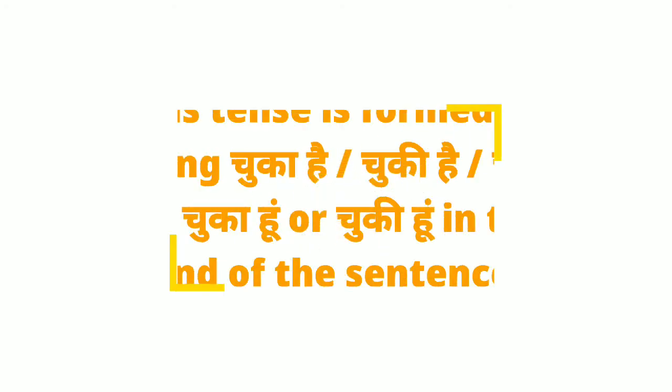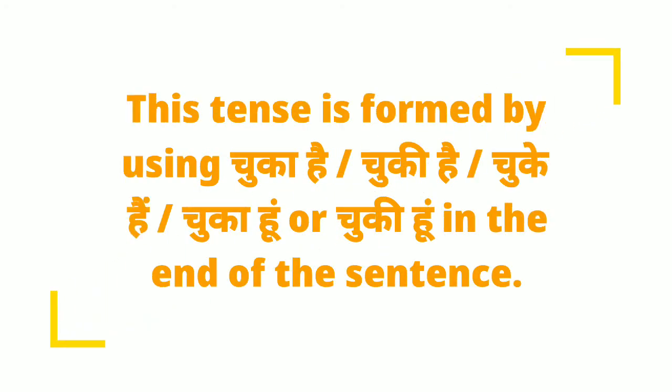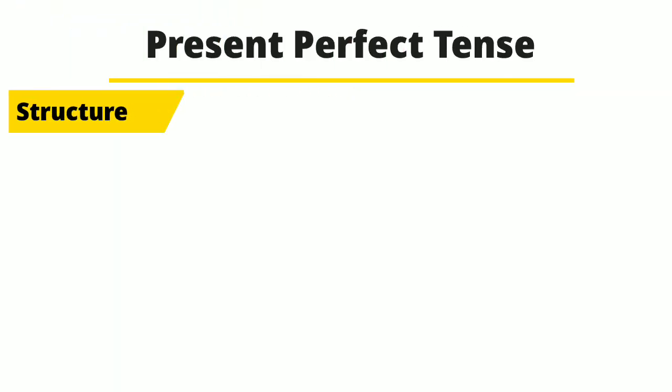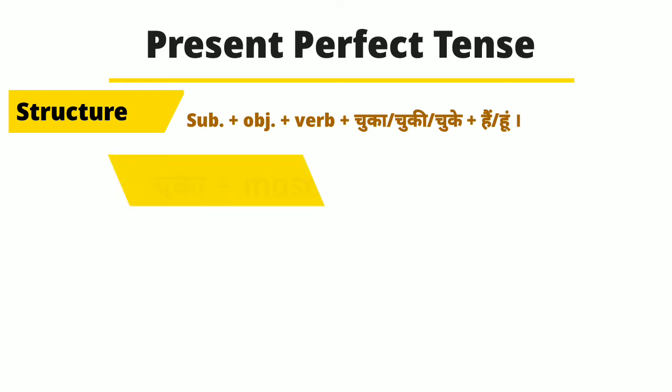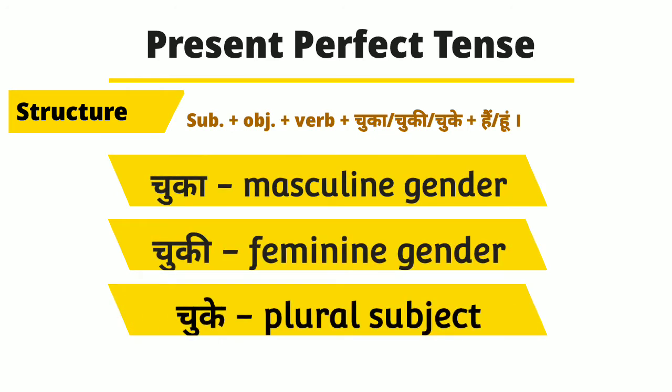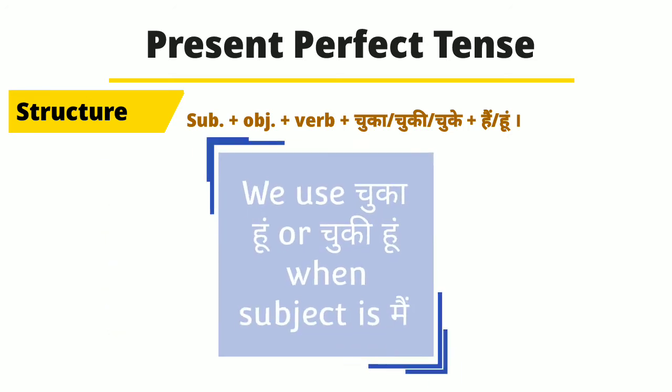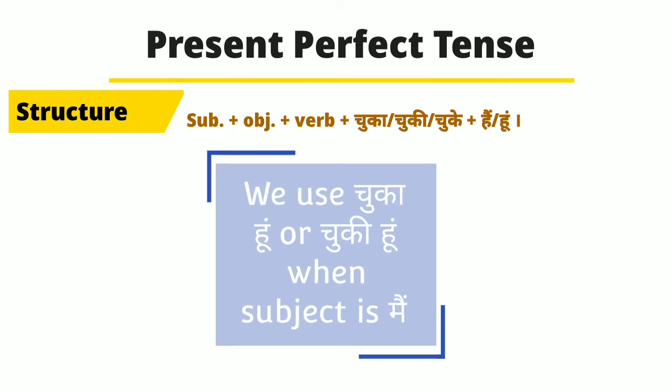This tense is formed by चुका है, चुकी है, चुके हैं, चुका हूँ और चुकी हूँ at the end of the sentence. So the structure of the sentence is subject plus object plus verb plus चुका, चुकी और चुके plus है और हूँ. Here we use चुका for masculine gender, चुकी for feminine gender, चुके for plural subject, and we use चुका हूँ और चुकी हूँ when the subject is मैं.